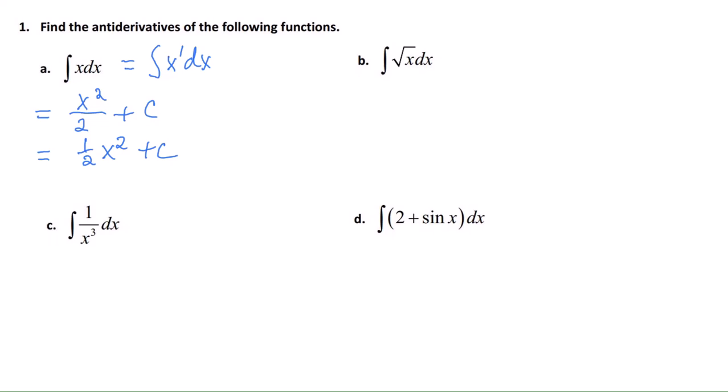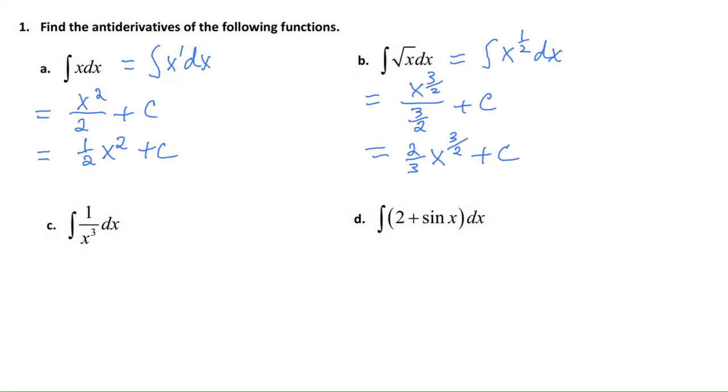Looking at b, let's rewrite that, just to remind you that if you get it in this form, it's a lot easier to see the power rule. So I add 1 to the exponent, I divide by the new exponent, and put my constant of integration out there. I'm going to clean that up just a little bit. Keep change flip, and that's probably a better form to write it in right there.